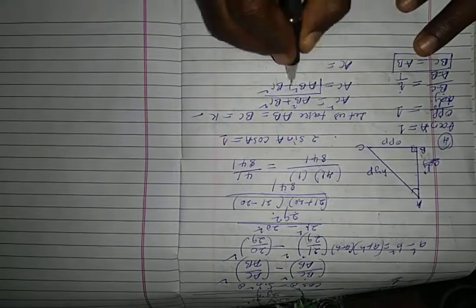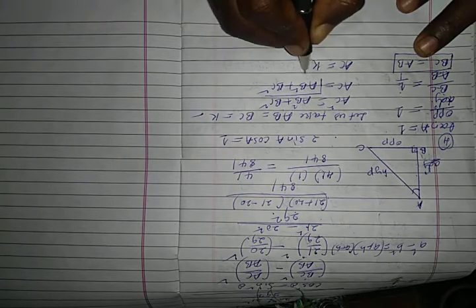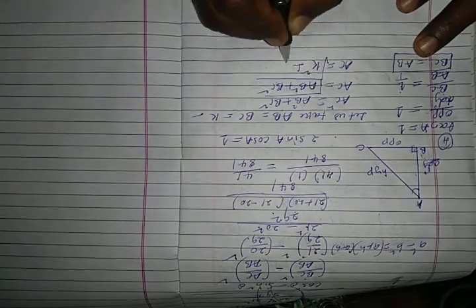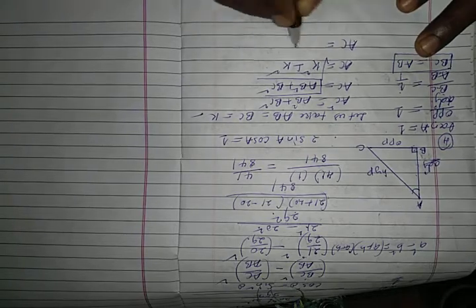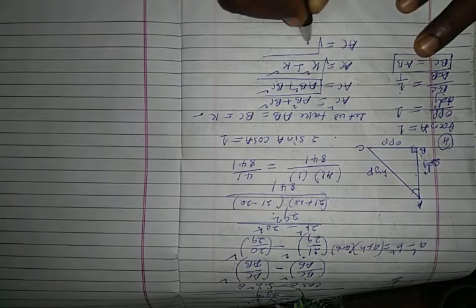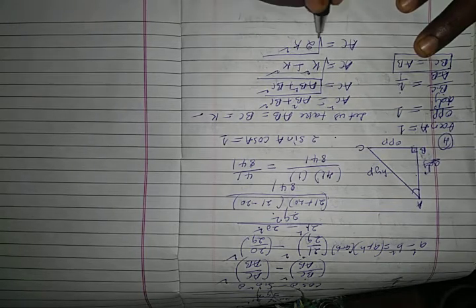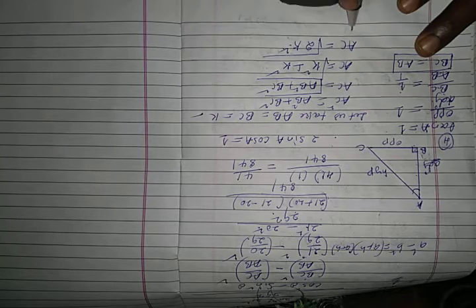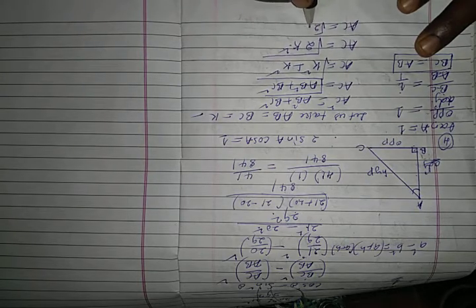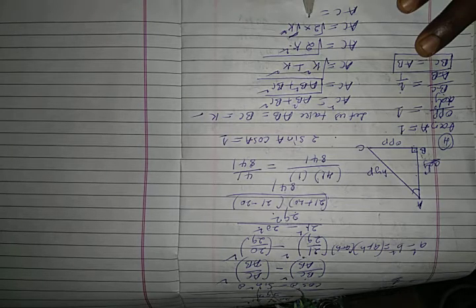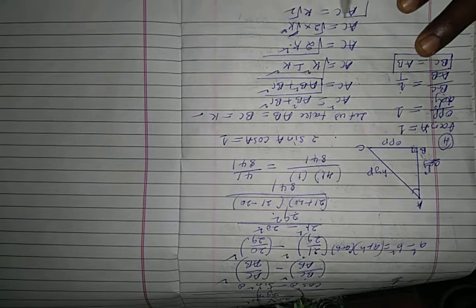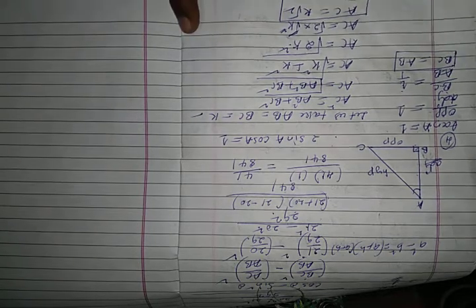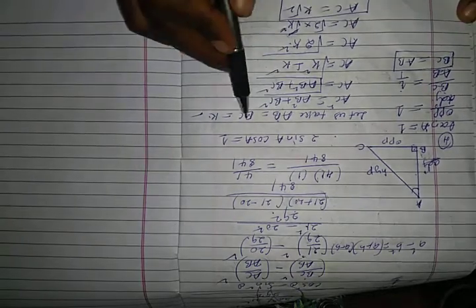We have to find AC. AB is K, so AB square is K square, plus BC square is also K square. Then AC is equal to the square root of K square plus K square, that is 2K square. Applying the root to both 2 and K square, AC is equal to root 2 into root K square. Square and square root get cancelled, so AC is equal to root 2 K, or K root 2. So the value of AC is K root 2, and the value of AB is K and the value of BC is also K.